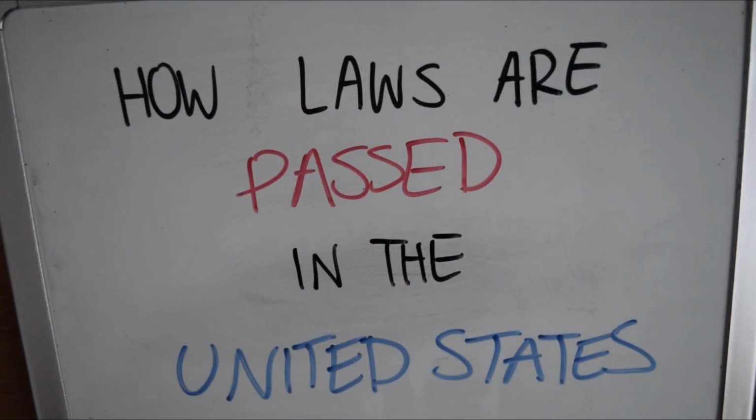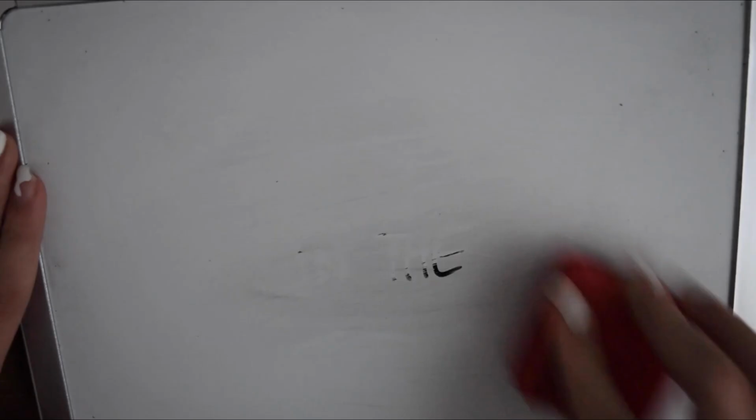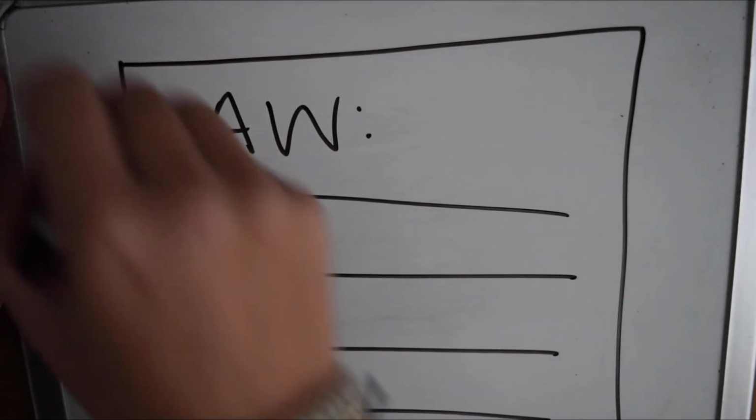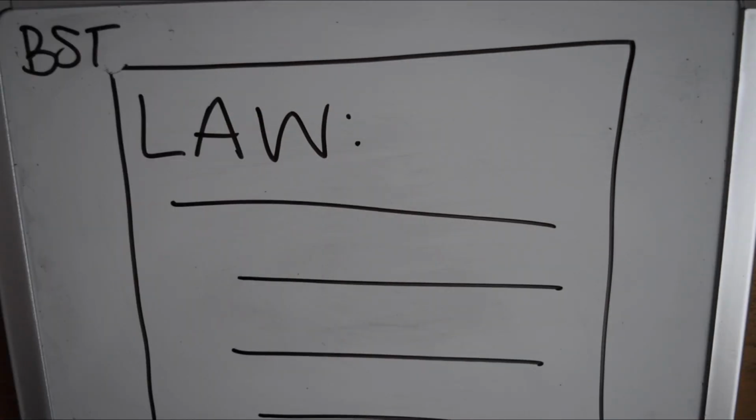Bullis Student Tutor, and in this video we will be talking about how laws are passed in the United States. First, a quick overview. What is a law? A law is a system of rules which a country uses to regulate the actions of its members, and it may enforce these rules by imposition of penalties.